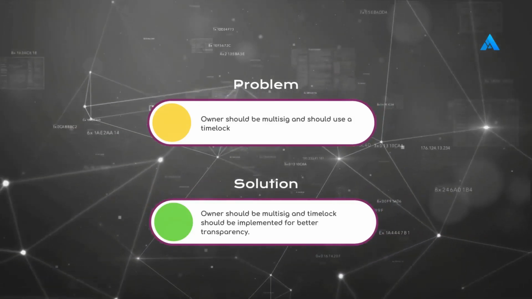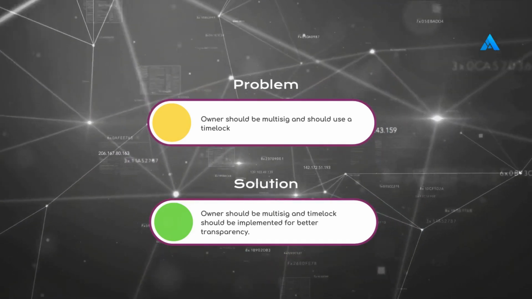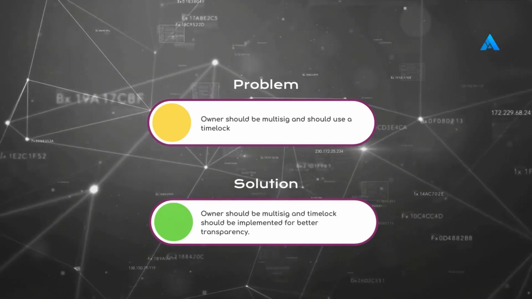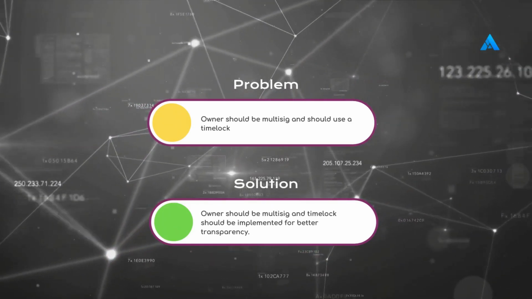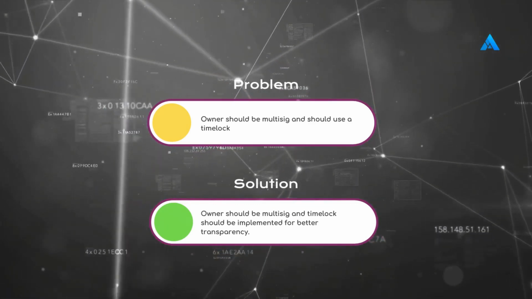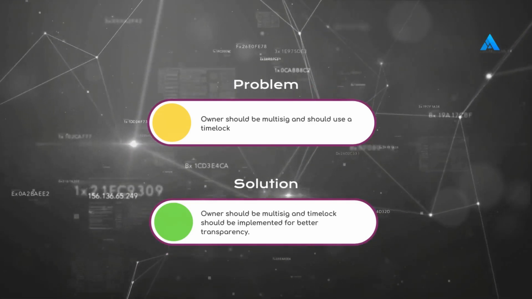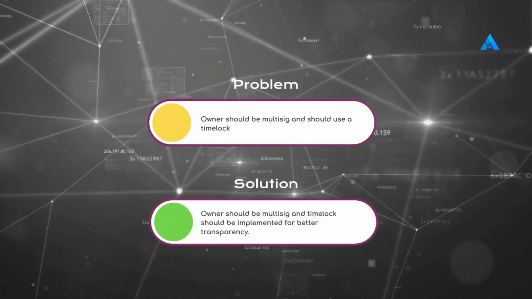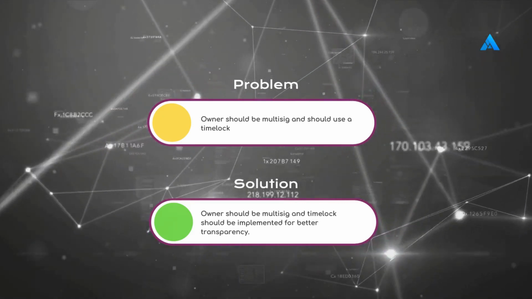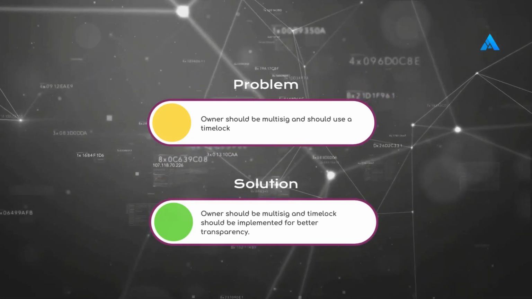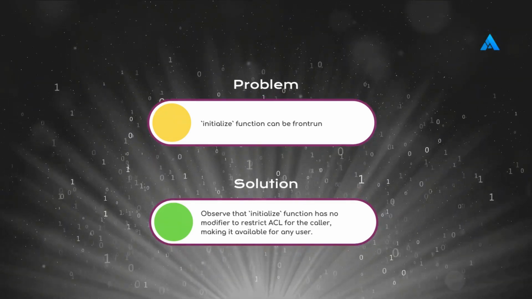Low severity issues. The owner should be multi-sig and should use a time lock. There are several important functions such as set paused, authorize upgrade, mint, mint to, set URI prefix, set URI suffix, which have an only owner modifier. If the private keys of the owner are compromised, then the malicious user can execute functions such as set paused. Additionally, if the owner's private keys are lost, then all the functions using the modifier only owner would be held useless. In the current implementation, owner is not a multi-sig and time lock is not being used.